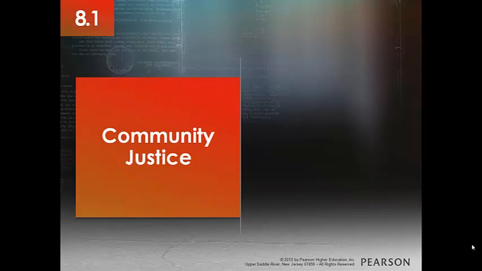First of all, community justice is a relatively new and innovative set of ideas about how the goals of the criminal justice system can be achieved. It favors original, non-traditional approaches to crime control that draw heavily on input and cooperation from the community.